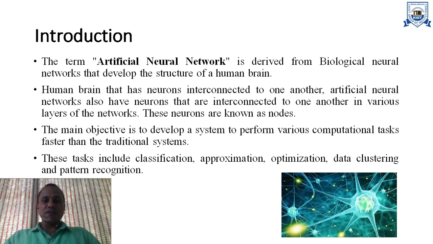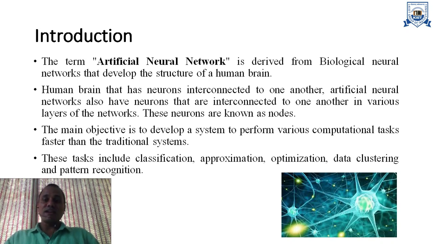So what is the objective of ANN? The objective is to perform various computational tasks faster than the traditional systems, the traditional machine learning algorithms that we have already covered. These tasks include classification algorithms. Students, we know what classification is and how it works, how approximation works, how optimization works, meaning we have to perform something in an optimized manner with limited resources, limited time, and minimum cost. Also how clustering works, how similar things can be kept together, and how pattern recognition works, meaning where we get repetition patterns.